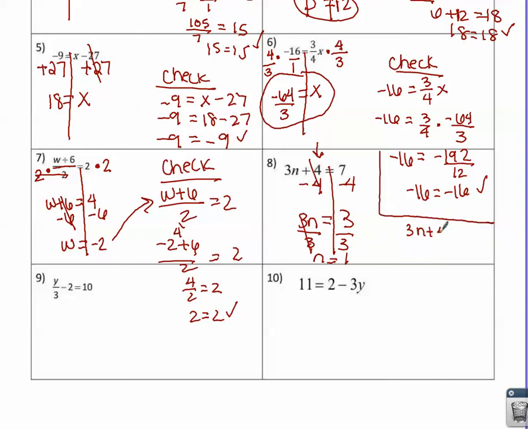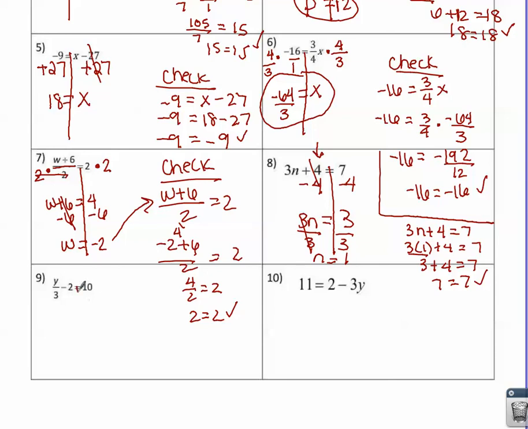Check your answer by writing down the original, substituting in your answer, and then following GEMDAS to get your answer. So you multiply first to get 3 plus 4 is going to give you 7. So you know you did the right work because 7 does equal 7. Remember, that's the reflexive property.